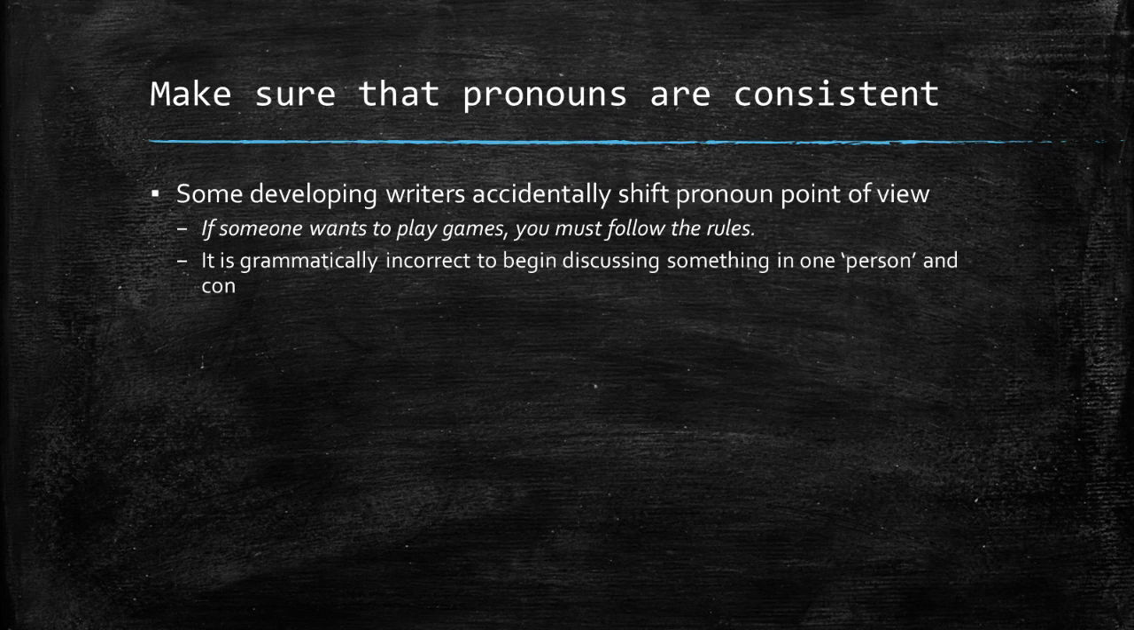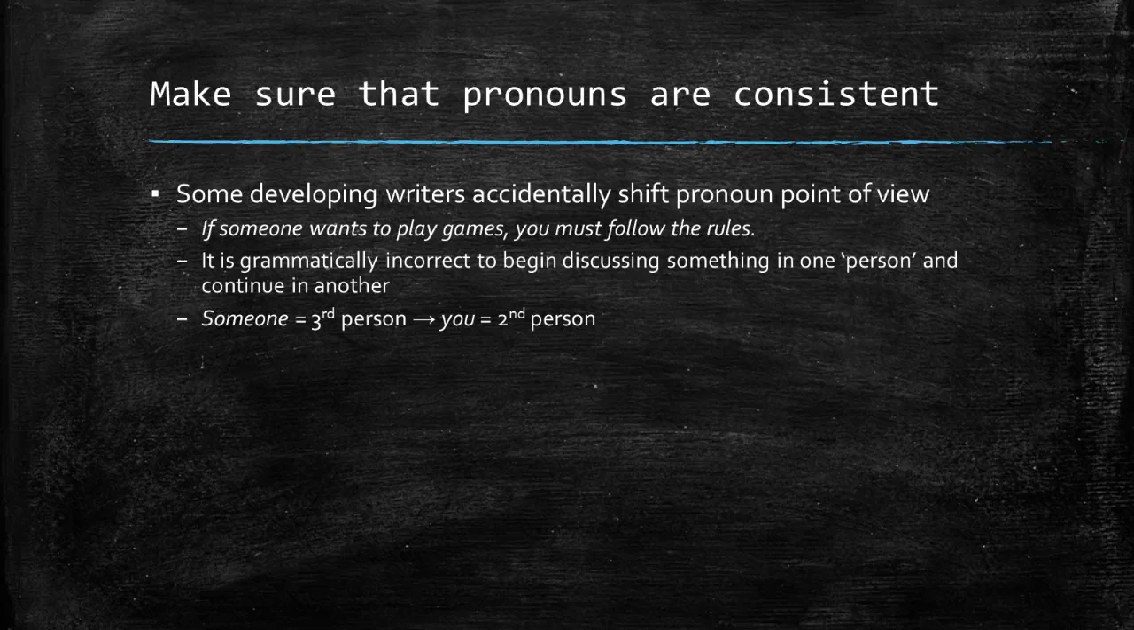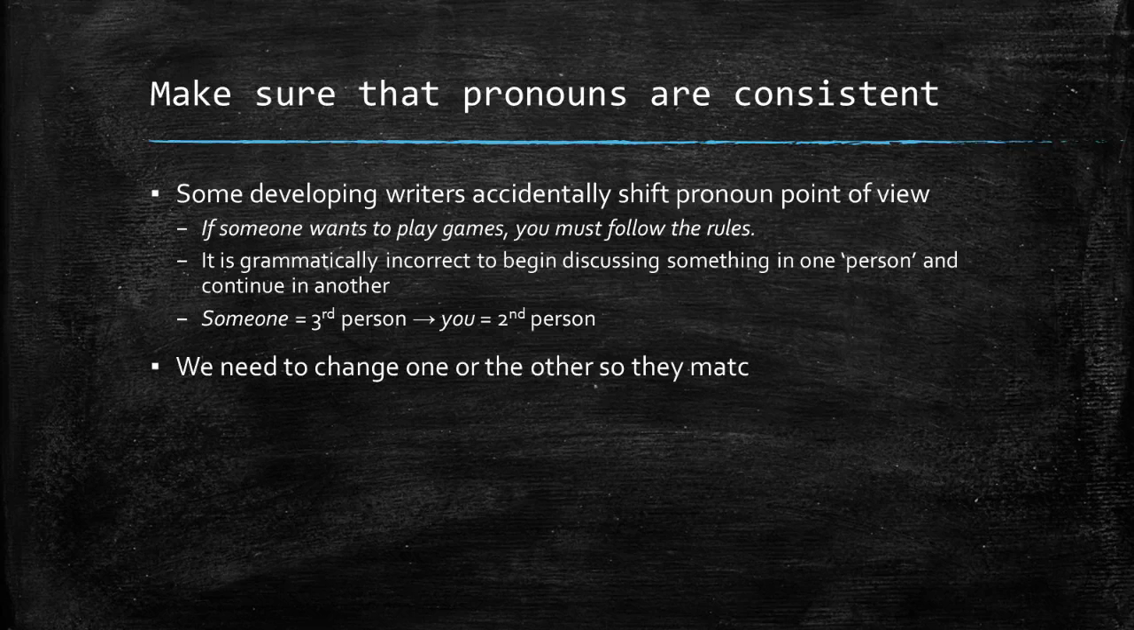It's grammatically incorrect to begin discussing something in one person, in one point of view, and continue in another. And in this sentence, we've started in the third person, and then we've shifted to the you, the second person. We need to change one or the other so they match point of view.